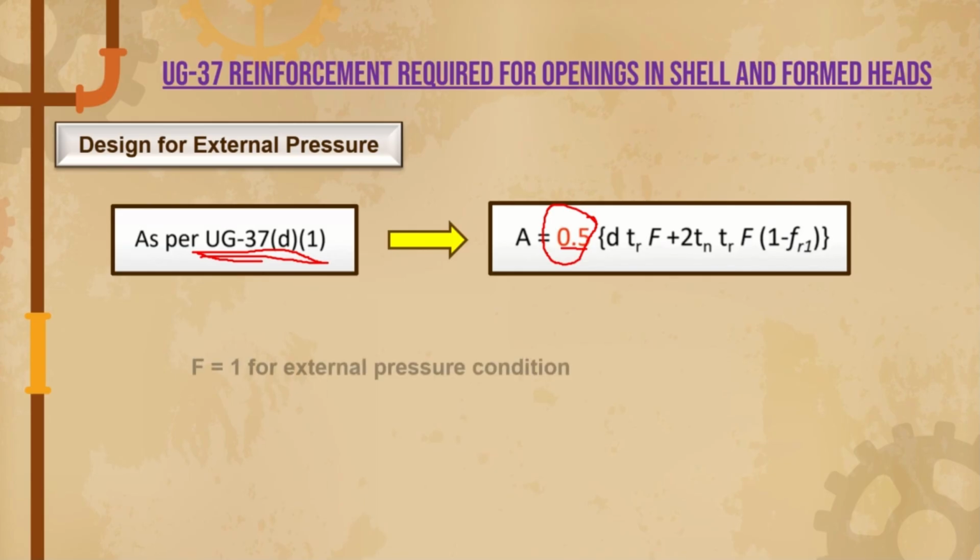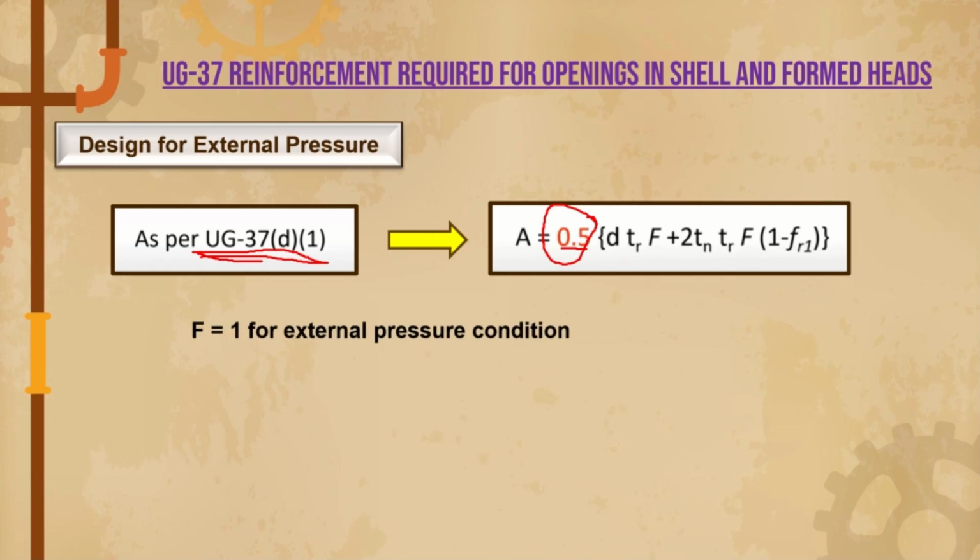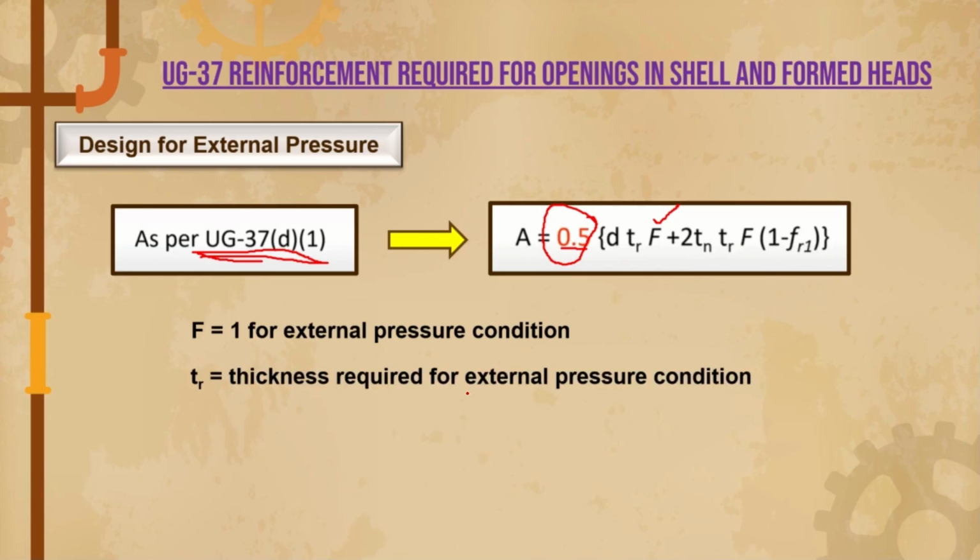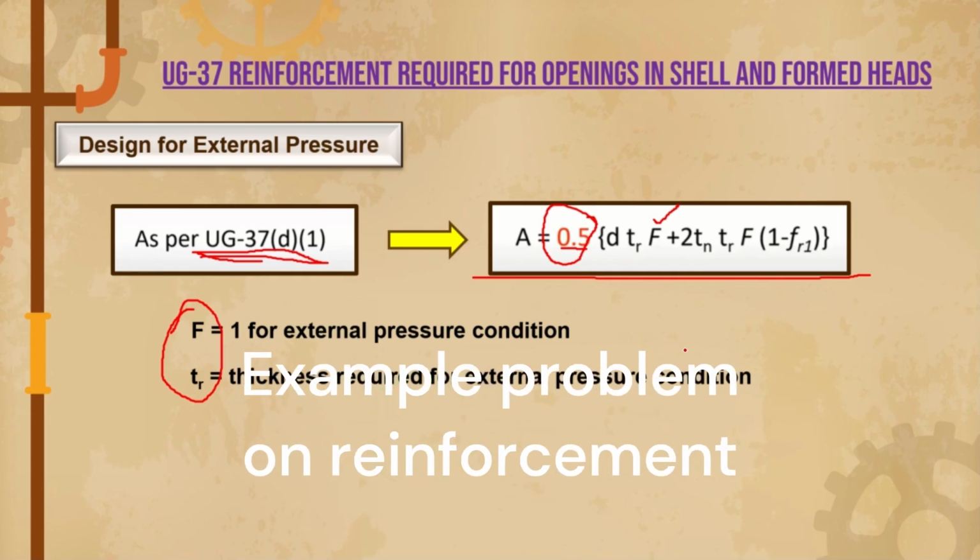Here F is equal to 1 for the external pressure condition. And tr is the thickness required for the external pressure condition. So this is all for this video. In the next lecture, we will discuss an example problem on this UG-37, guys.